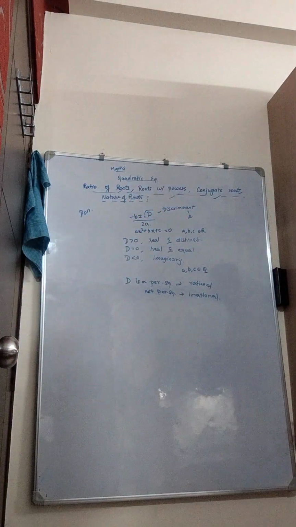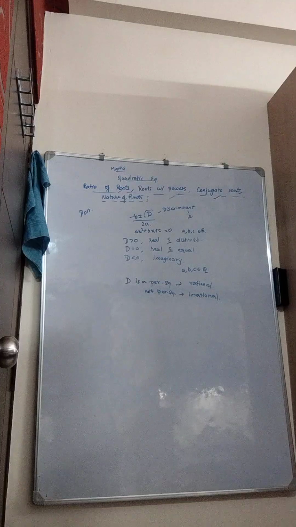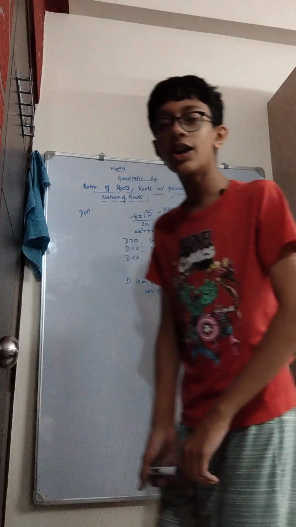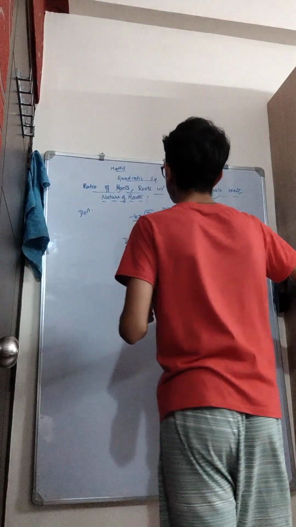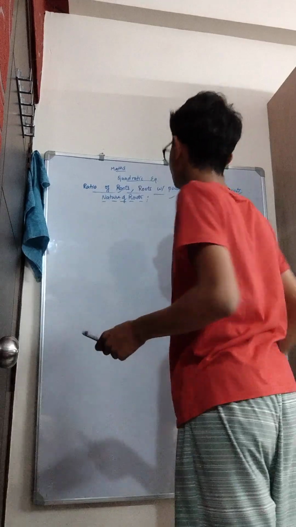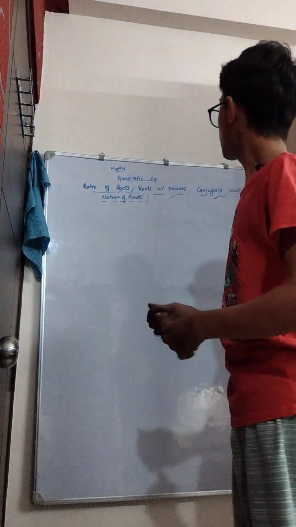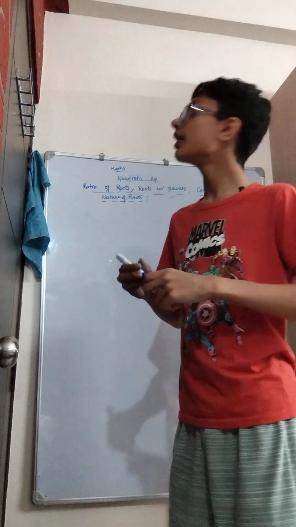So understood this? Now as a summary, the ratio of the roots. Whenever the roots are in the ratio m is to n, then mn whole square AC is equal to mn b square, or m plus n whole square into AC is equal to mn b square.